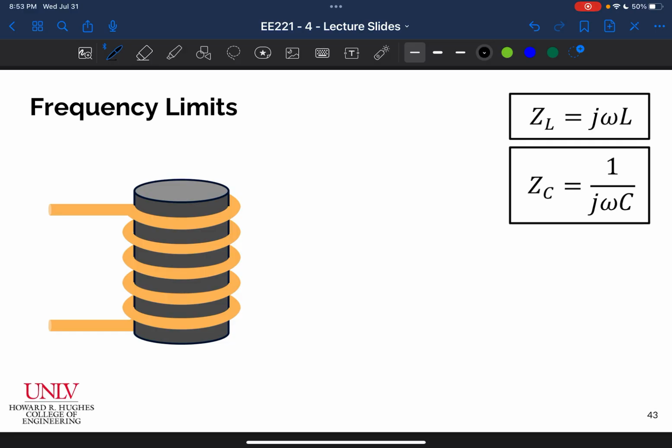Because inductors have frequency limits, then transformers also have frequency limits as a result of the inductors ceasing to behave the way that they're supposed to behave, or the way we think they are behaving, above a particular frequency. Okay, so I'm going to talk about something here called parasitics. I haven't really talked about that much in this class, but basically parasitics are unwanted component values or unwanted effects from different things in our circuit.